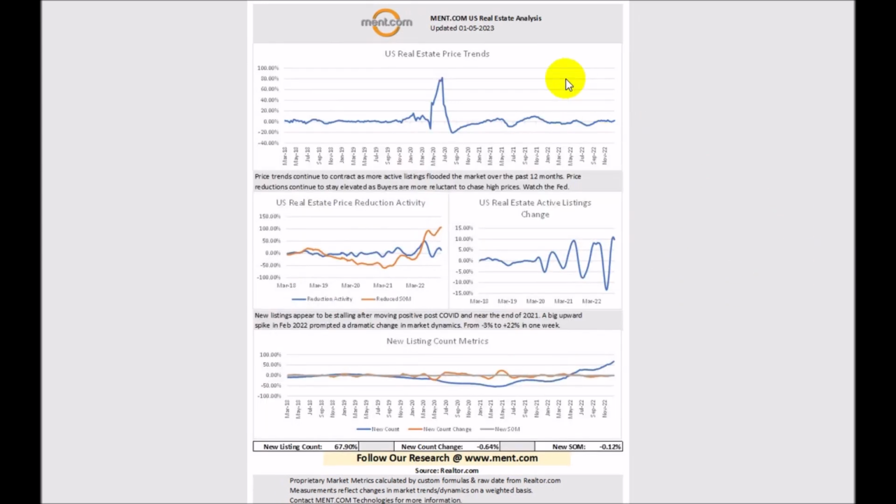You can see that the active real estate listings has been moving higher. Price reductions have been moving higher. New listing counts have been moving higher. Price trends had flattened out. I'm looking for a real kind of a moderate 10-15% drop over the next year or two. And that could continue for a while.